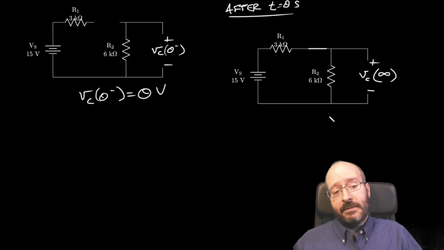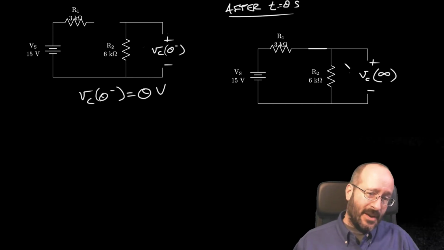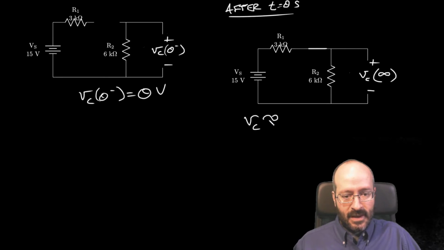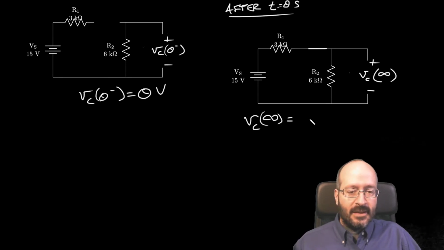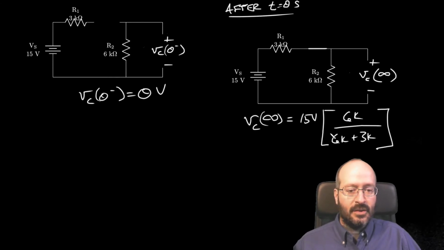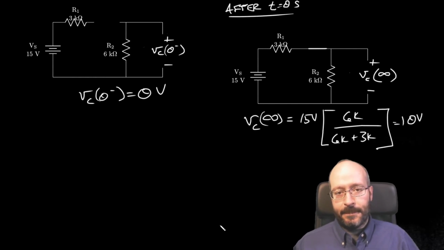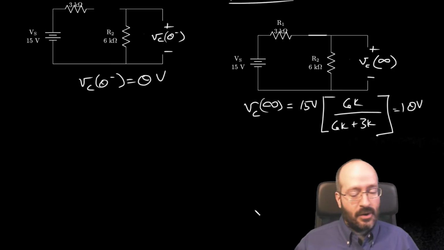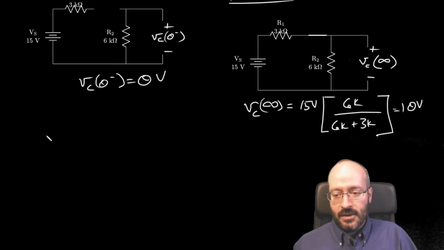And we could do mesh if you want, but if you're really paying attention, that's really a voltage divider, right? So we can say VC at t equals infinity is equal to 15 volts times 6K over 6K plus 3K. Okay, so that looks like it's 2/3 of 15 volts, which is really 10 volts. Okay, we have our initial condition and we have our final condition. So we've got to go use those to find K1 and K2.